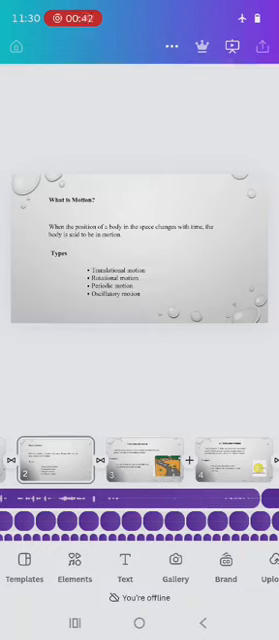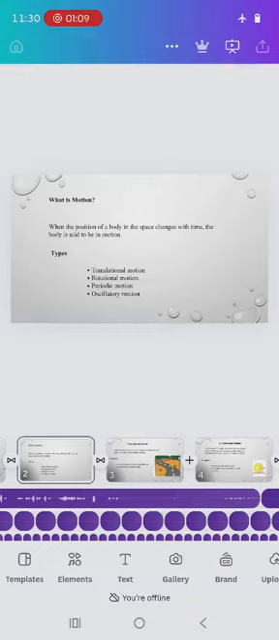When the position of the body in the space changes with the time, the body is said to be in motion. What are the types? It is classified into 4 types. The first one is translation motion, then rotational motion, periodic motion, and finally oscillatory motion.